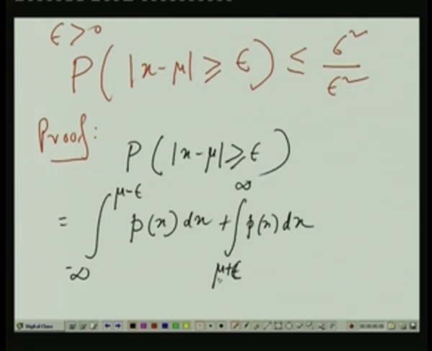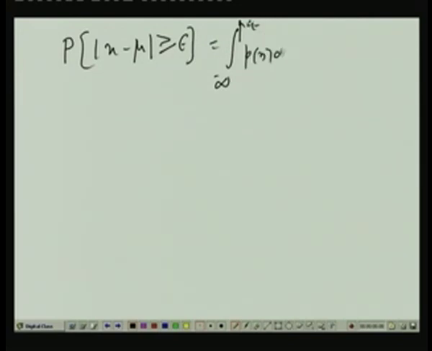Now, we keep this result somewhere. I repeat it here just for storing purposes, that is, the probability that the magnitude of x minus mu is greater than or equal to epsilon is nothing but the integral from minus infinity to mu minus epsilon of p(x) dx plus the integral from mu plus epsilon to infinity of p(x) dx. Okay, this result we keep separately.